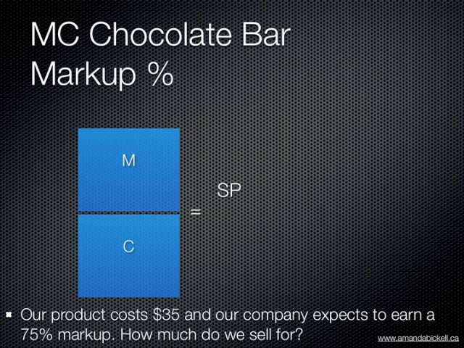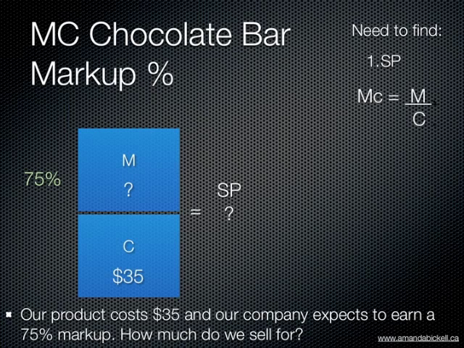Okay, let's fill in what we know and figure out what it is we're trying to find. First of all, the selling price is what we're trying to find. How much do we sell for? Filling in what we know, the cost is $35. We don't know the markup in dollars, and we don't know the selling price in dollars. From a percentage perspective, we know that we are looking for a 75% markup.